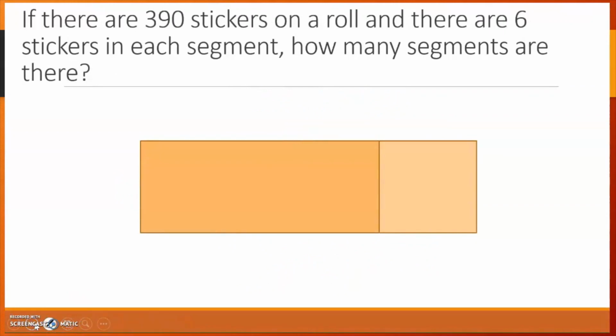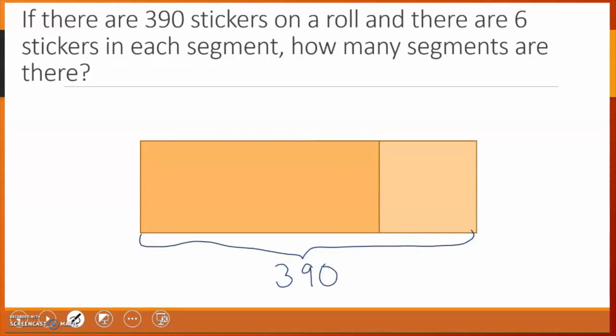If there are 390 stickers on a roll and there are 6 stickers in each segment, how many segments are there? Well, this time we know that Maya bought altogether 390. We're lucky that we can use our prior knowledge to help us answer this problem. We know that we could break 390 down to a compatible fact, 360 divided by 6. And we did that on the prior page, so we know that that equals 60.